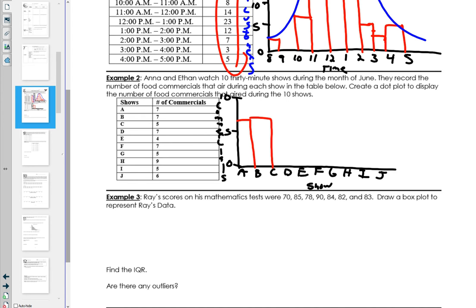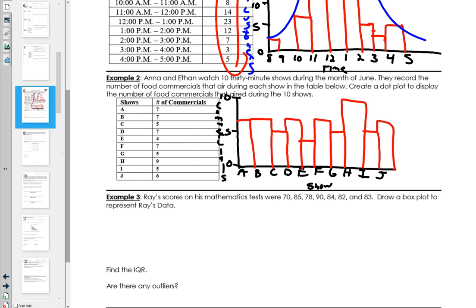The next one. The next one's at 5. So that'll be like right around there. Then the next one is at 7. Then 4, which is a little bit below 5. Then 7 again. Definitely looks like 7 is going to be the mode here. Then 5. Then 9. So this one's going to be the highest. Then 5. And somehow 6.